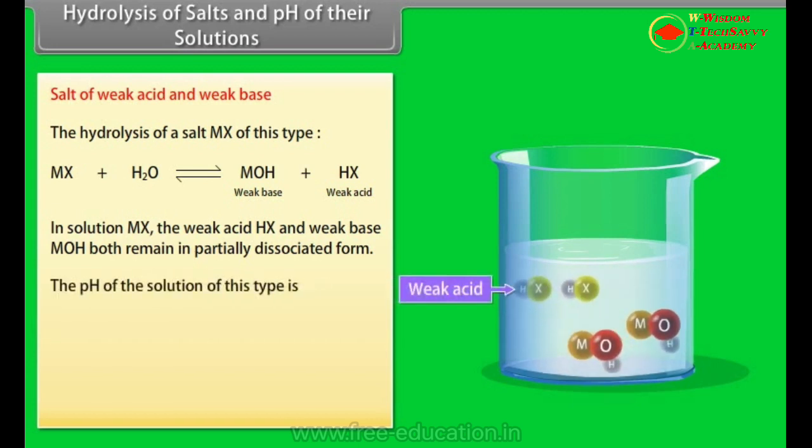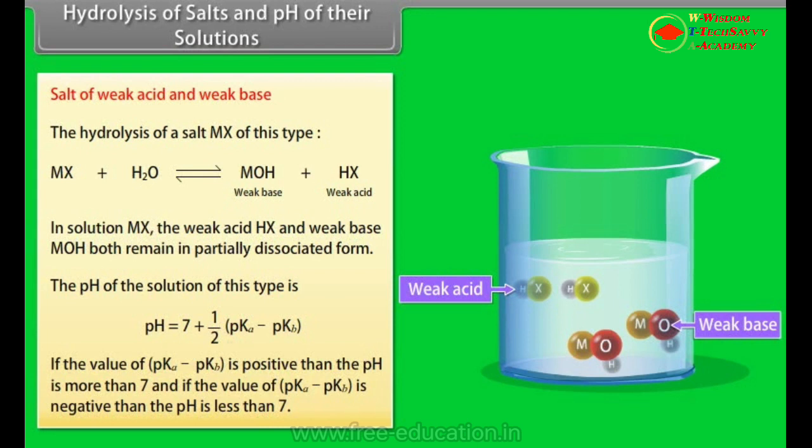The pH of the solution of this type is pH = 7 + 1/2 (pKa - pKb). If the value of pKa - pKb is positive, then the pH is more than 7. And if the value of pKa - pKb is negative, then the pH is less than 7.